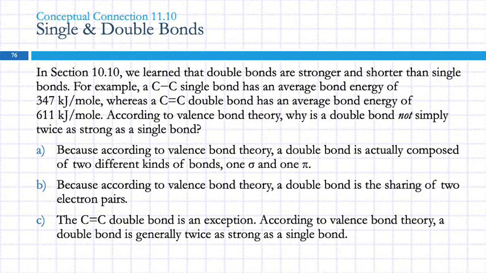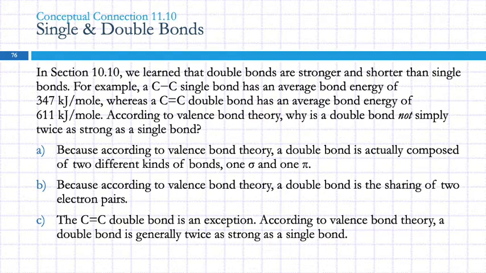So in section 10.10, we learned that double bonds are stronger and shorter than single bonds. We just talked about that. As an example, the carbon-carbon single bond has an average bond energy of 347 kilojoules, and a carbon-carbon double bond has an average bond energy of 611. Why is the double bond not twice as strong as the single bond? Think about the sigma bond and the pi bond. Are they the same strength?